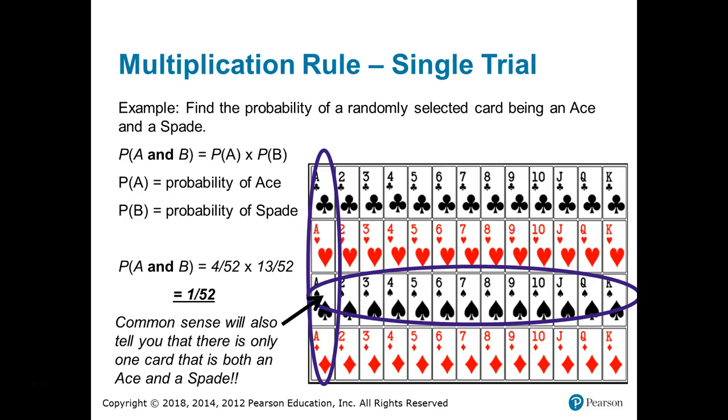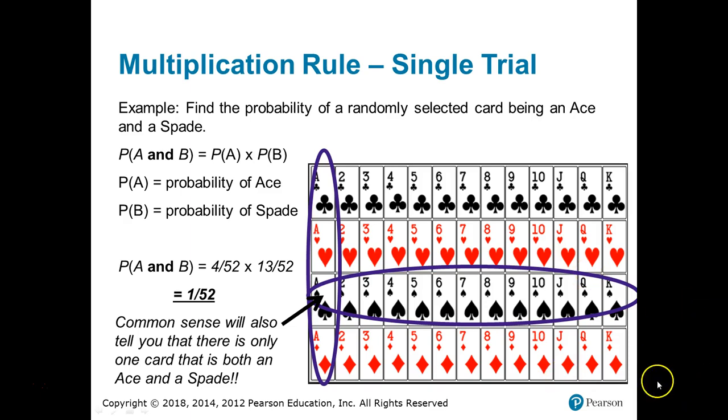Okay, so what is the probability of getting an ace? 4 out of 52. There are 4 aces, so 1 out of 13 or 4 out of 52. Doesn't matter because we're doing multiplication. What is the probability of a card being a spade? Well, it'll be 1 in 4 or 13 out of 52. Multiplying those two values together, 4 out of 52 multiplied by 13 out of 52, you get 1 over 52. And that would be your answer.